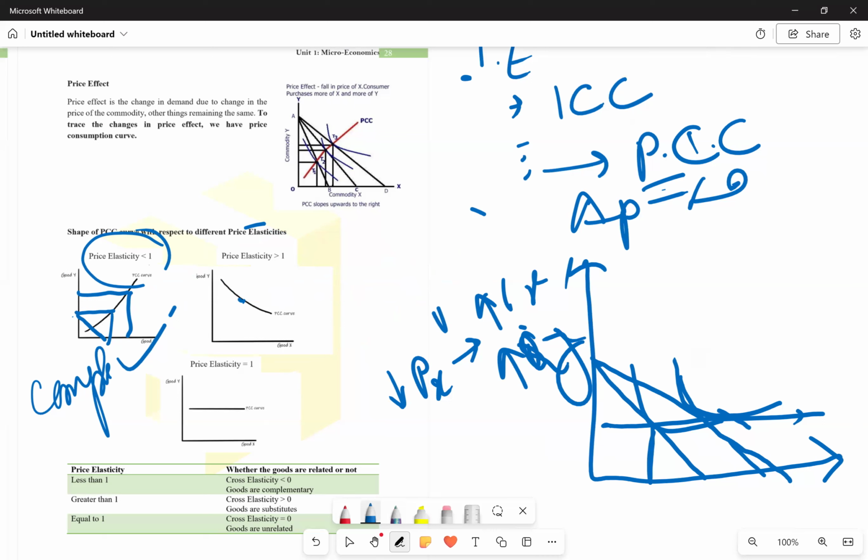So this means that the two goods are substitutes in nature. And lastly, when the price of X falls and your PCC curve is horizontal, this means that a fall in the price of X is not affecting the consumption of good Y. The consumption of good Y remains the same. So this means that the goods are unrelated.